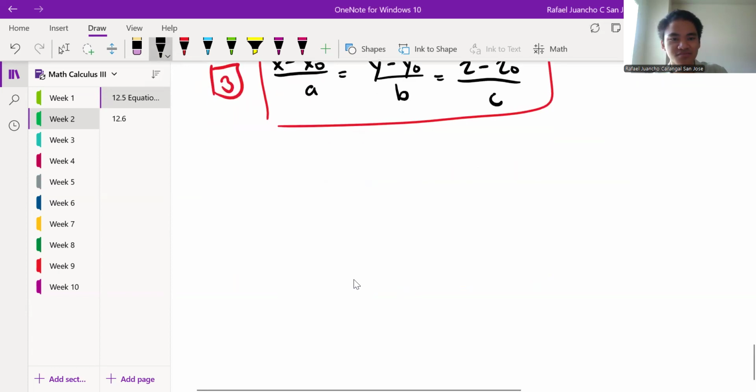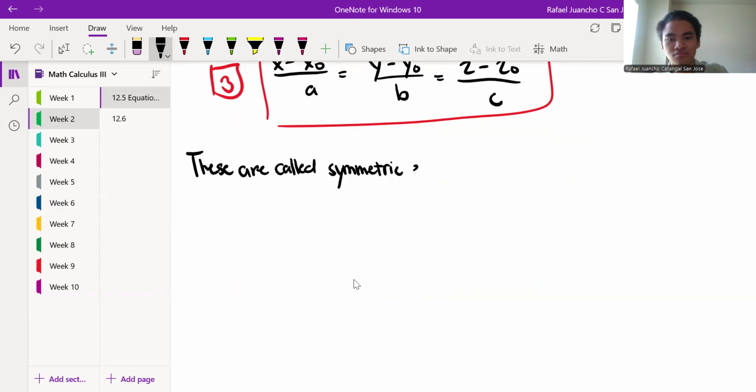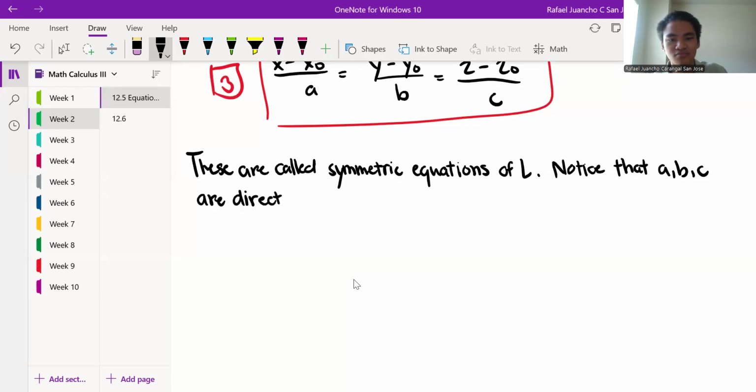So I'm going to write all of what I just said. So these are called symmetric equations of L. And we notice that the numbers A, B, and C are direction numbers of L. Right? And so that means they are components of a vector parallel to L.